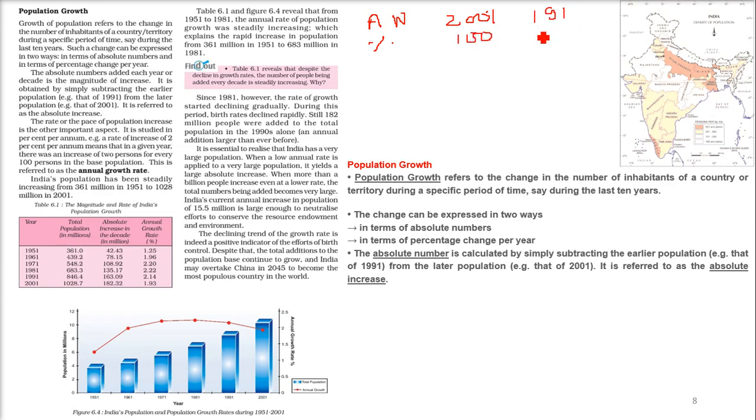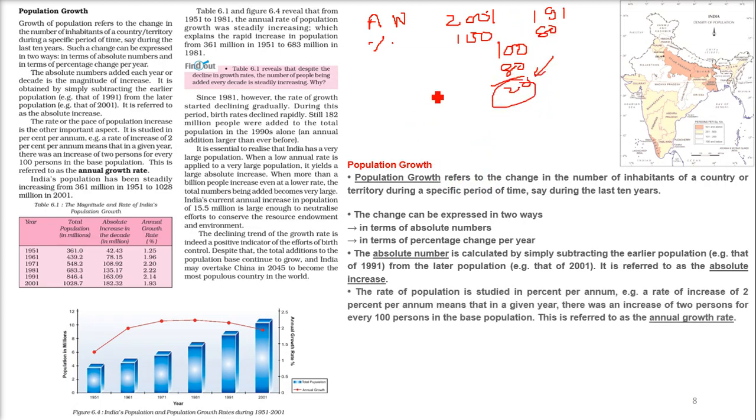And in 1991 it was, say, 80. So we subtract 100 minus 80, that is 20. So this is the absolute population growth. This is how we find it out, and this is the absolute increase. 20 is the absolute number of population growth.